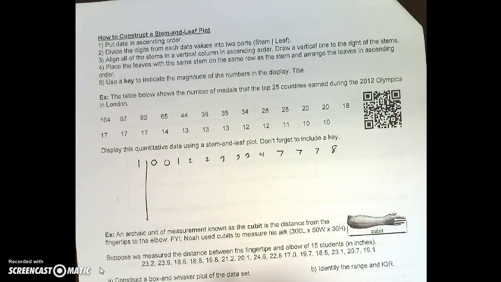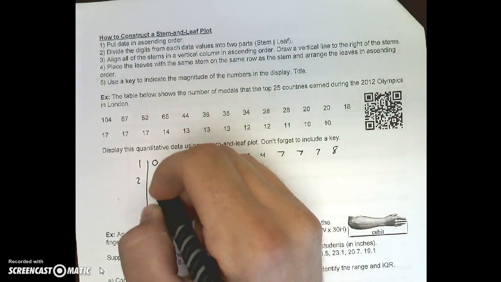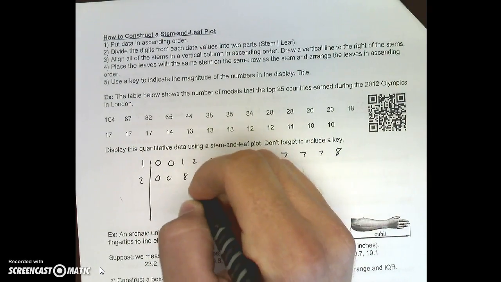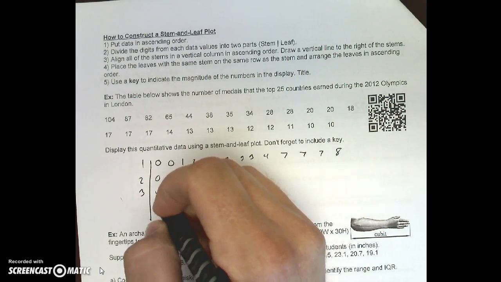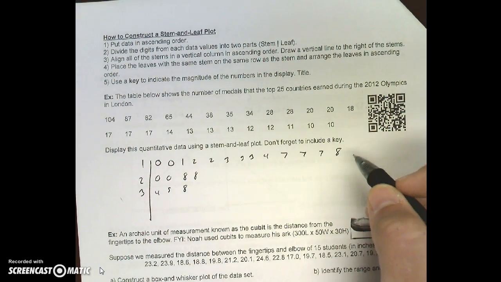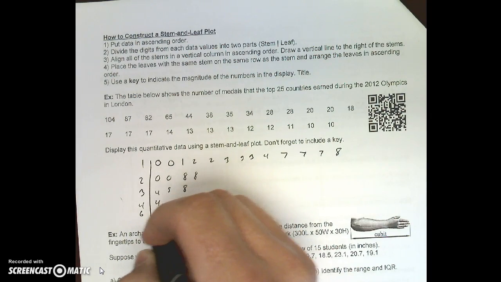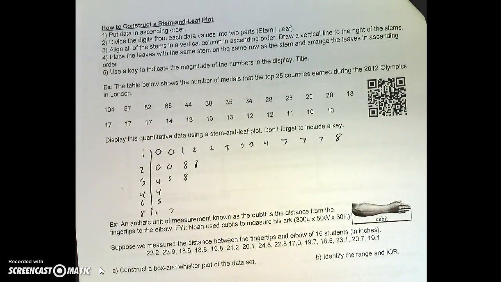All right. Then your 20s. I have two 20s, 0, 0. I have two 28s, so 8 and 8. Cool. 3, 4, 5, 8. All right. 44, 65, 82, and 7. So what you've done is it's just a way to rearrange your data so that it looks a little bit more organized and better to work with.